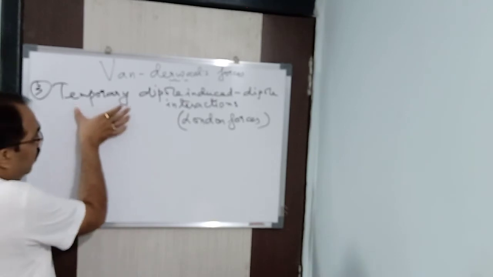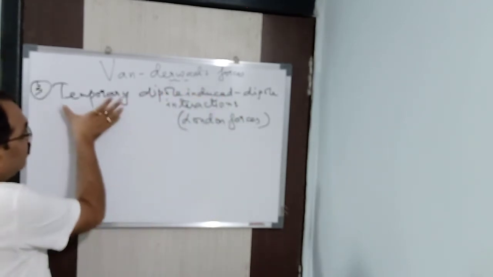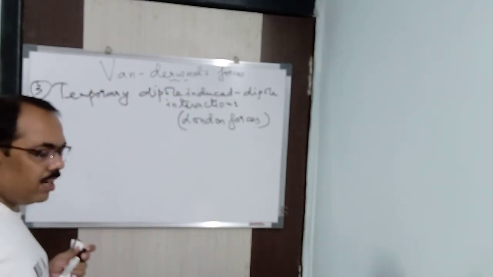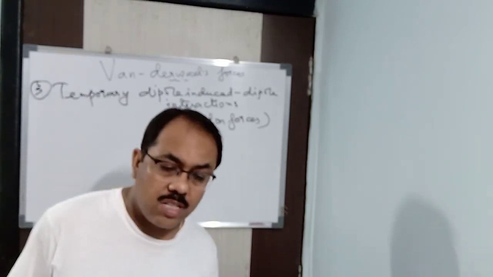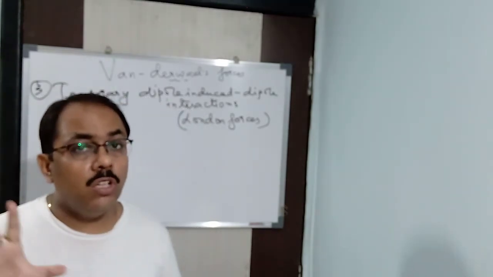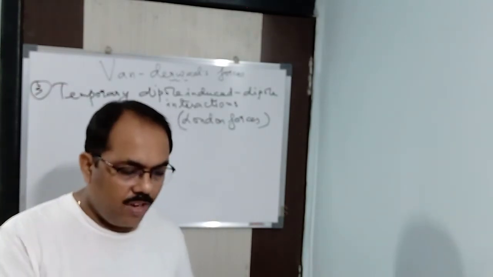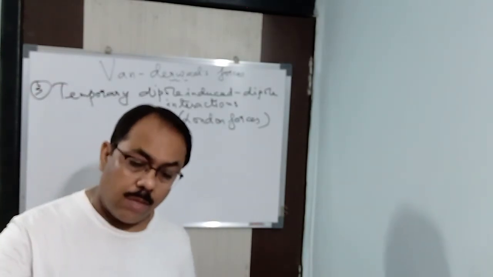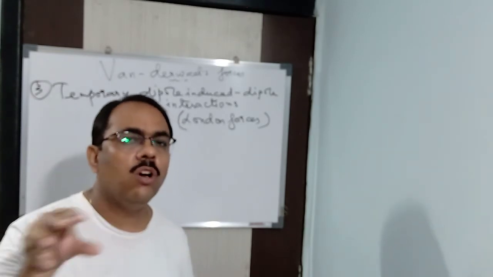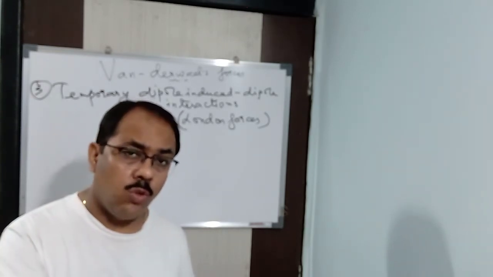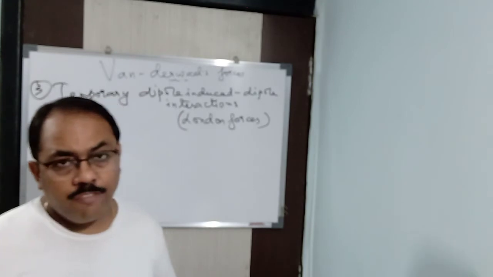What I said: temporary dipole induced dipole interaction. See, I have used the word temporary. Temporary means this exists in which kind of molecule? This exists in between two non-polar molecules, because we have finished polar Keesom forces. We have finished polar non-polar Debye forces. Now we are going to do two non-polar molecules. Alright, two non-polar molecules. Fine.